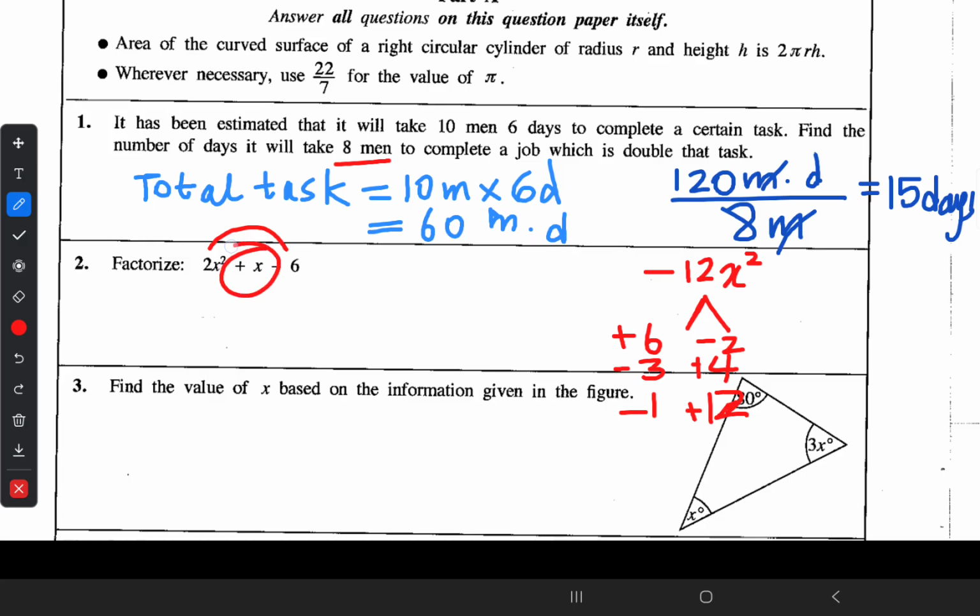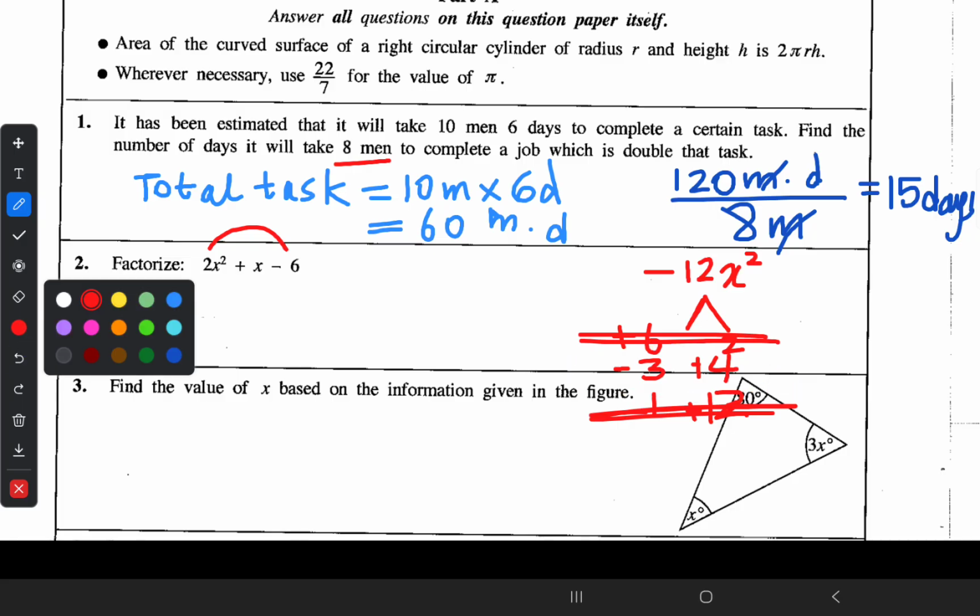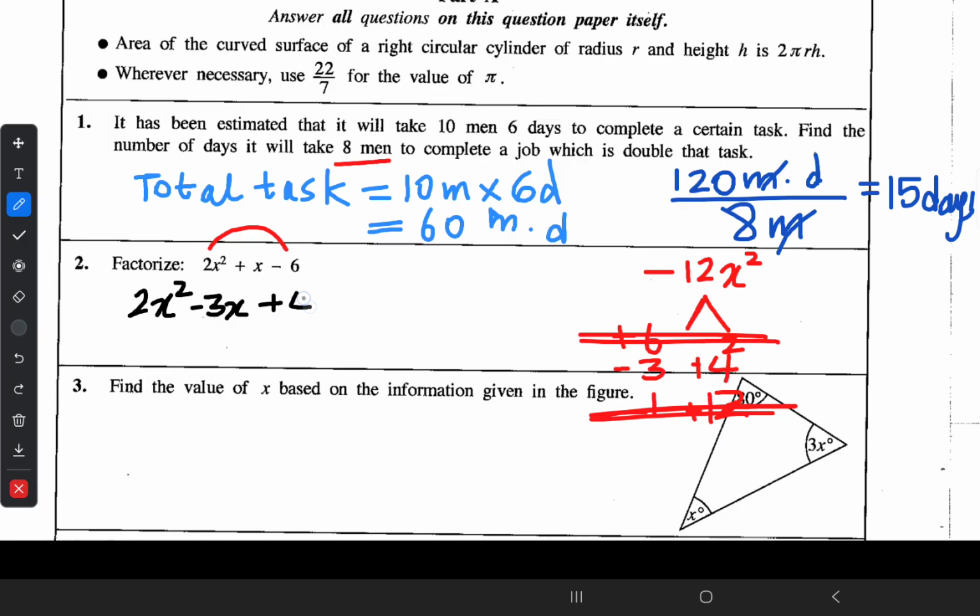6 minus 2 cannot give 1, so we can omit this one. 12 minus 1 is 11, so that also does not satisfy the condition of positive 1x. So here positive 4 and negative 3: 4 minus 3 would be positive 1. So we got the suitable multiplication pair. It would be 2x squared minus 3x plus 4x minus 6. You have to select two members at a time and do the binomial factorization.